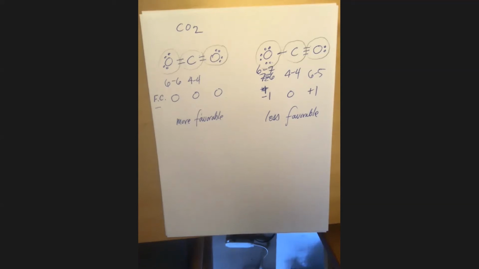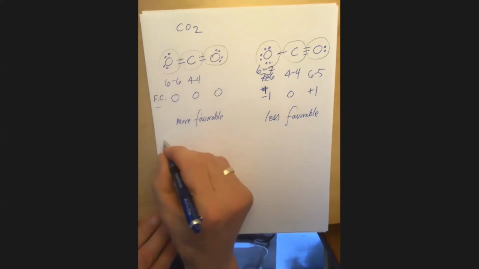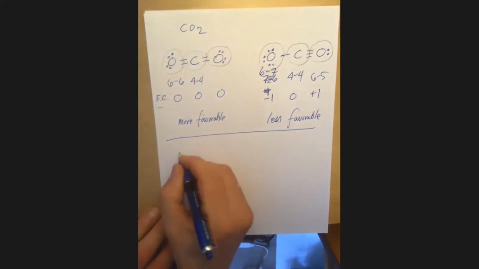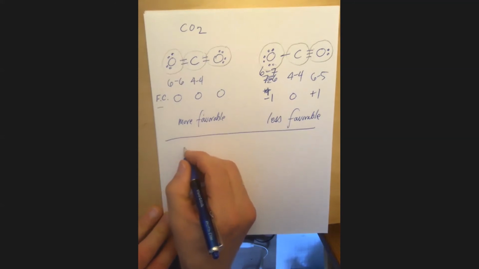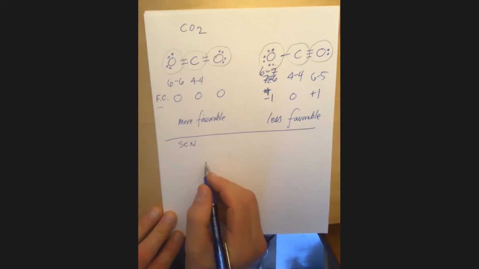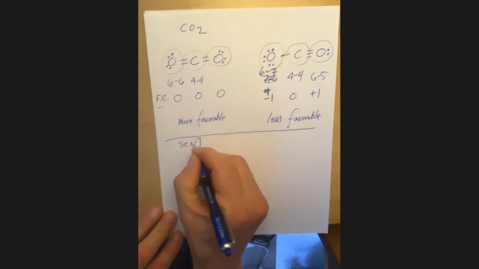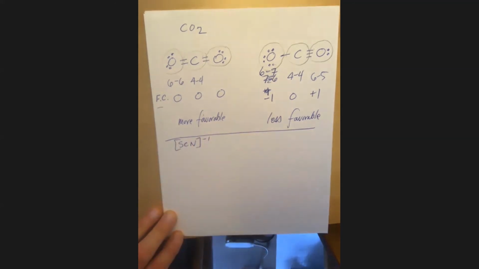Right. Do you want to do another one? Yeah, one with ions? Okay. Shall we do the thiocyanate ion? So let's do it. Thiocyanate is SCN, and overall it has a -1 charge. Okay. Can you see that all right?